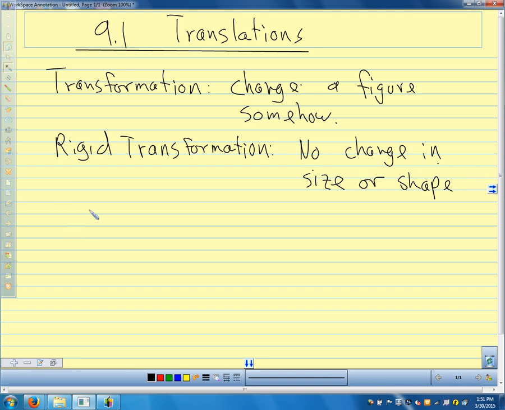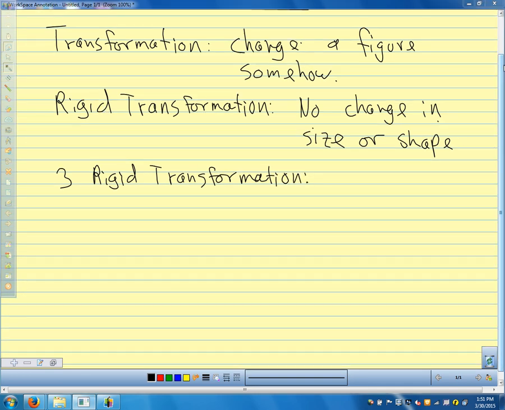So we have three of them. And then at the end of the chapter, we'll talk about one special kind of transformation that's not a rigid transformation. We'll talk about a translation. That's what we're going to talk about today. A translation just means we're sliding our shape around. So we're just kind of moving it around. We can think of it as a slide.